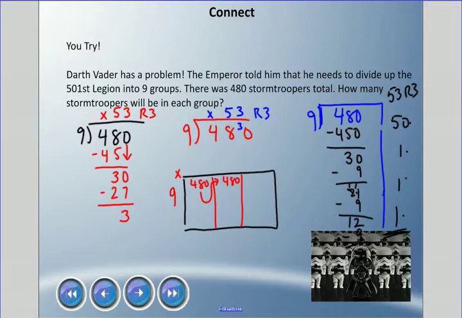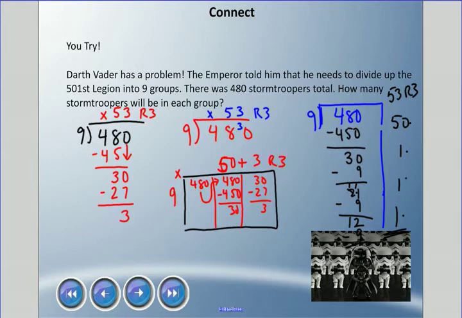So 9 times 50. 9 times 50 is 450. Leaves me a 30. I move the 30 over here. 9 times 3 is 27. 3 left over, remainder 3.